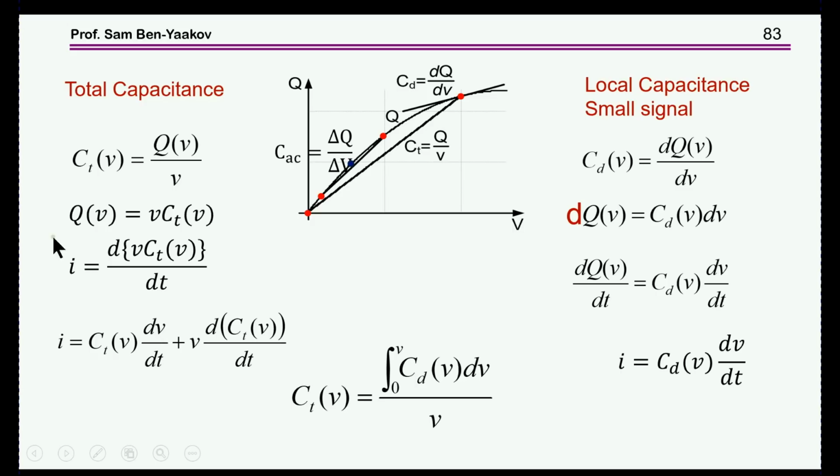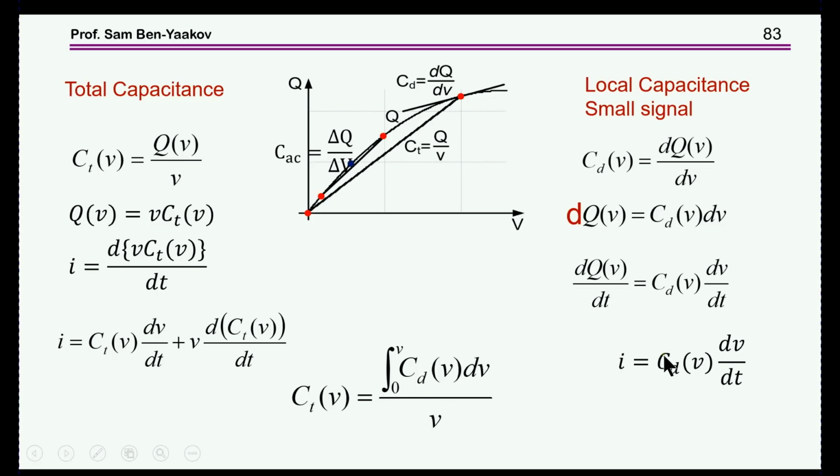So for example, if I start with this definition of total capacitance, I end up with this state space equation. This is a correct equation if you put here the total capacitance, and it breaks down into these two terms. On the other hand, if you define capacitance as the derivative, which is this derivative here, and manipulate this by taking the time derivative, you end up with this. So this and this are correct, except that here you have to use the derivative or the local capacitance, and here you have to use the total capacitance.